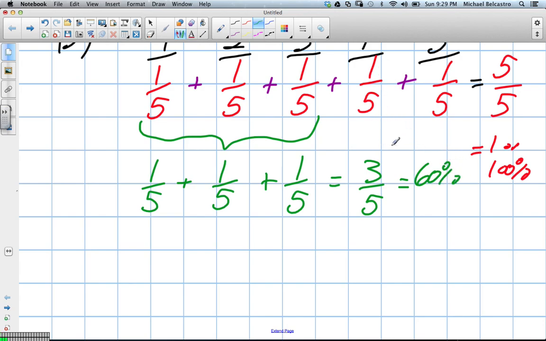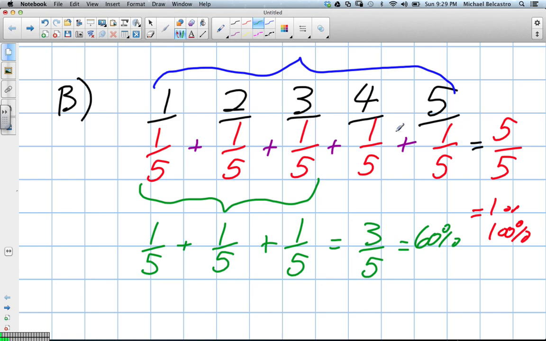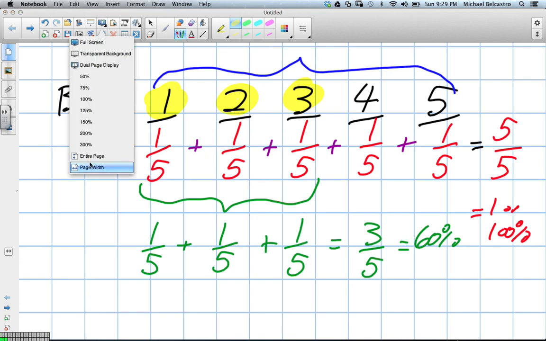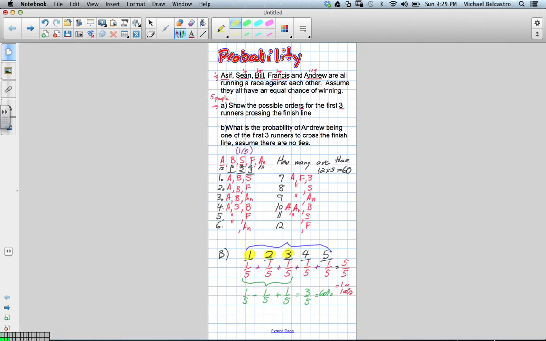And then he has another 40% chance of finishing 4th or 5th. Because there's so many options, we just find a probability for each option, and we just add our probabilities together. We're looking for top 3, so we just add those 3 probabilities together to figure out his probability to finish in the top 3.